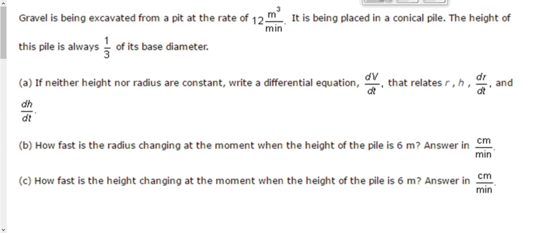Okay, we are looking at the first FRQ on the review, and it says gravel is being excavated from a pit at a rate of 12 meters cubed per minute, so that's going to be important. It is being placed in a conical pile, so that tells us the shape, and the height of the pile is always 1/3 of its base diameter.